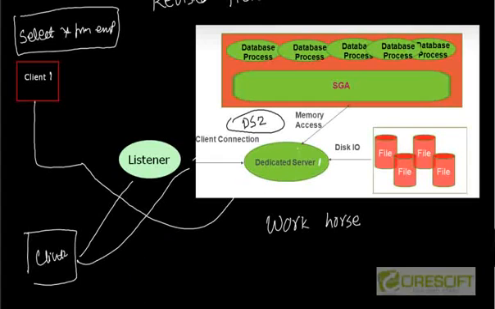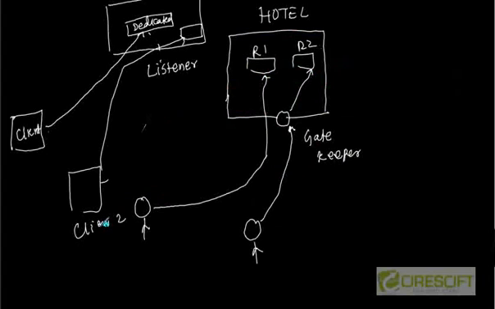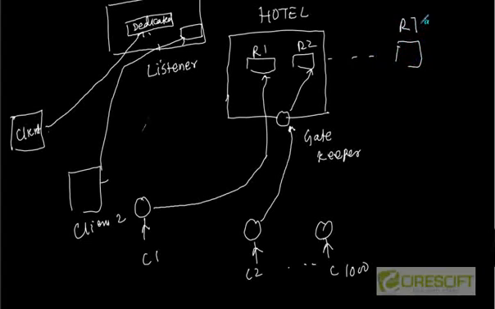Here is another problem in our approach. Consider again that hotel. Let's say this is my client 1, this is my client 2, and this is my client 1000. In this approach, we need 1000 receptionists to serve 1000 clients. If you understand, this is not really a scalable way. Can you see that in a hotel we can have this kind of scenario? And imagine that if a client is not doing anything, that means this receptionist is also idle. Therefore it is not a good model.